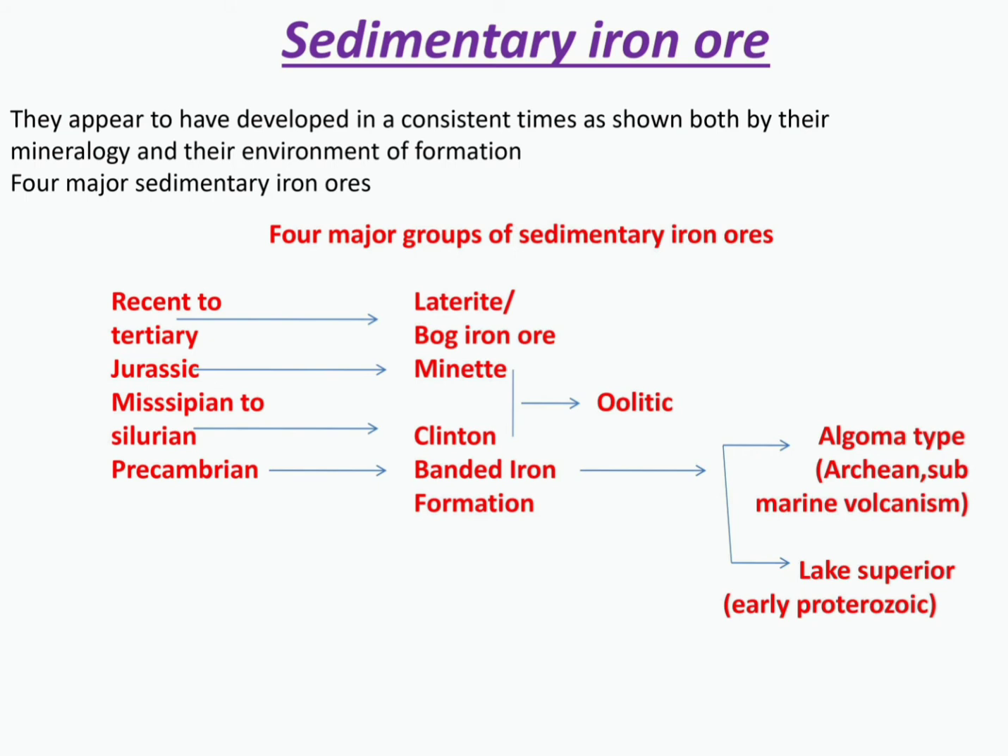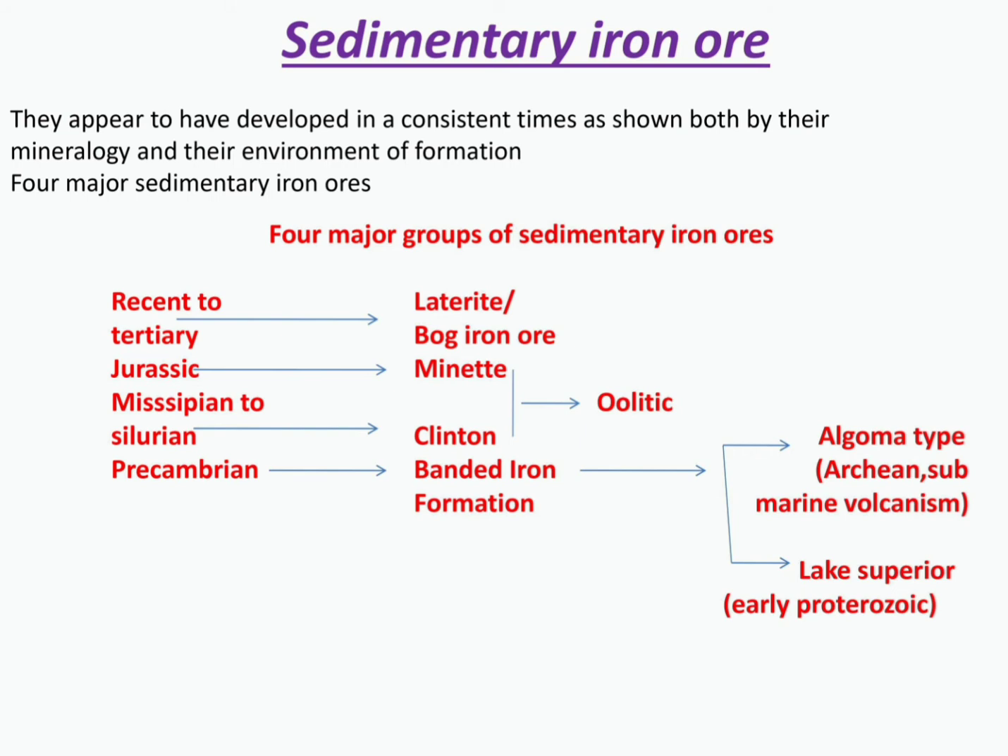Now from recent to tertiary, nowadays, you will see the sedimentary iron generally occurs as laterite or as bog iron ore. Okay, what is important? The types of iron ore and in which environment, as well as in which age, they formed. That is important, you need to remember them. So if someone asks you about the Minette and Clinton, the type of sedimentary deposit, you need to know that they have oolitic types of deposit.